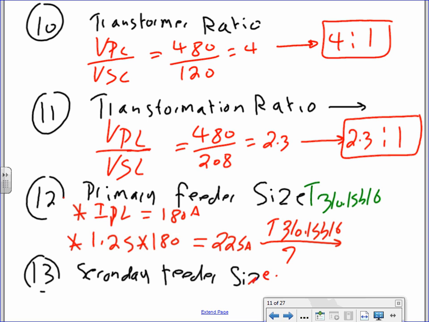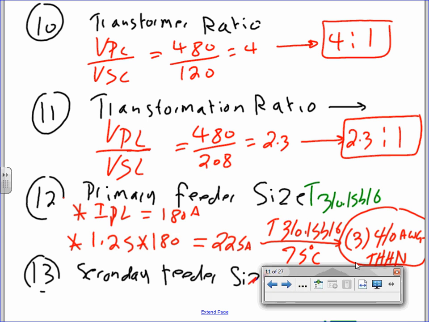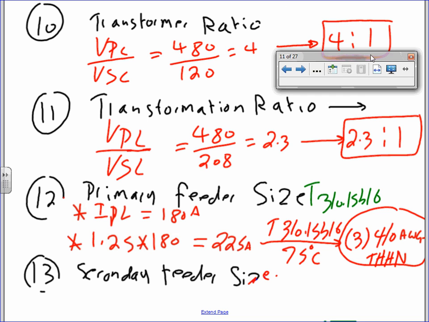310.15(B)(16) under the 75-degree column. Why did we go there? Why didn't we go to the other table, the C77, guys? Because the voltage is 480, right? If you go there, you're going to end up with 3 conductors for the 3-phase, 4/0 AWG, and the insulation, let's assume it's going to be THHN, and dry location. We're in the dry location. Here's my conductor size.